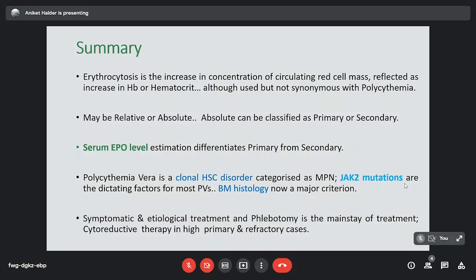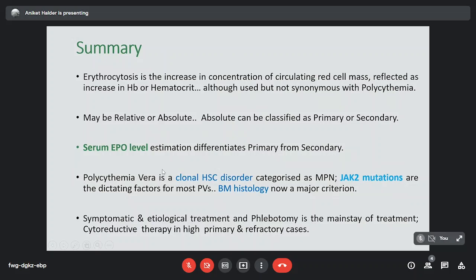In cases where there is trilineage increase, that is, an increase in all three cell lineages, with increased red cell mass associated with increased WBCs and platelets, the word polycythemia should be used. Polycythemia vera is one such condition where there will be increased red cell mass along with variable increases in WBC or platelet counts. Erythrocytosis may be relative or absolute. Relative erythrocytosis is the commonest type. Absolute erythrocytosis can be classified as primary and secondary.